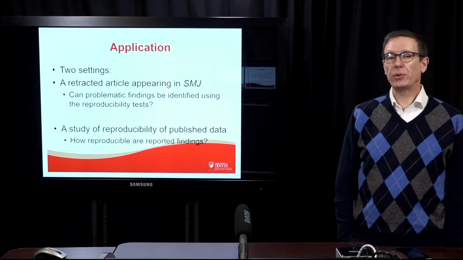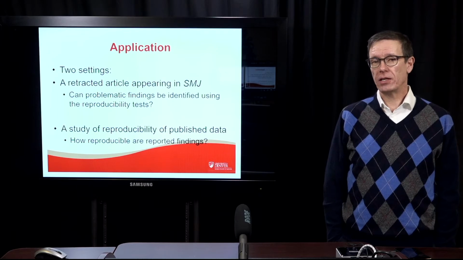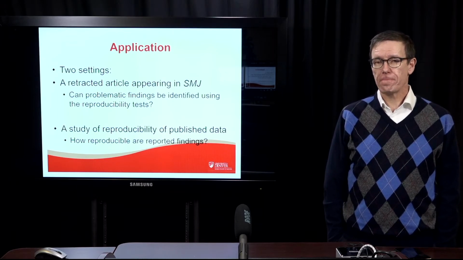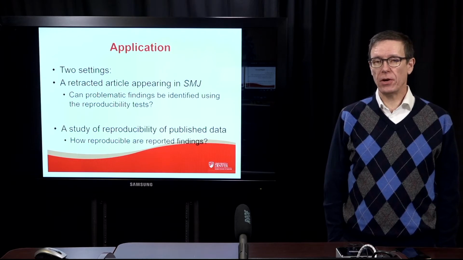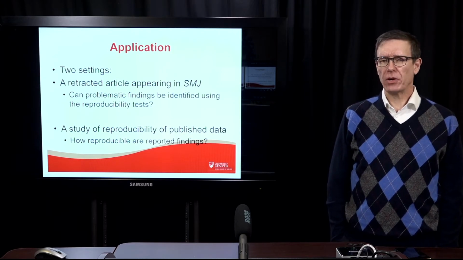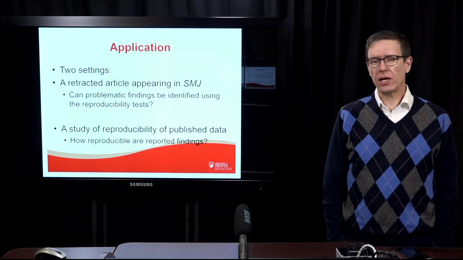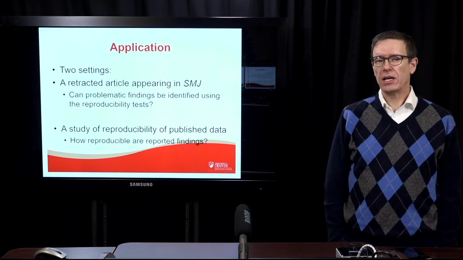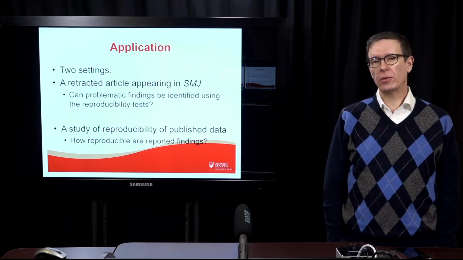Moving to applications, there are two different settings I'd like to show and demonstrate how these approaches work. One is an article that was recently retracted in the Strategic Management Journal. In essence, what I'm going to be looking at in this particular article is, could the problematic findings be identified using the reproducibility test before that article was accepted for publication?